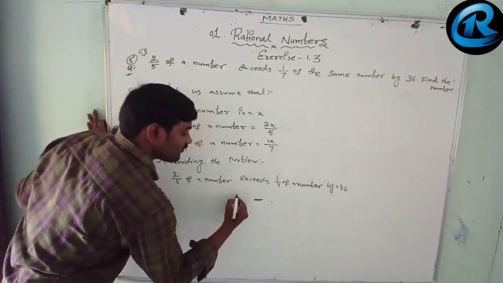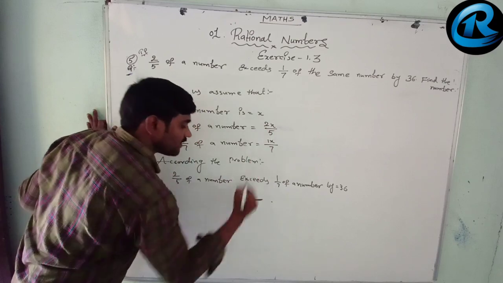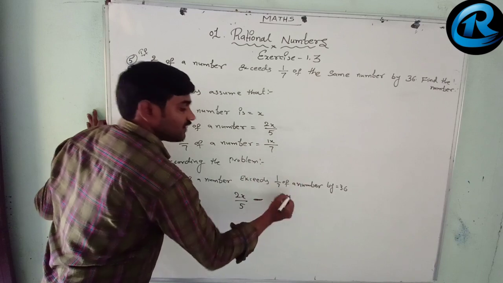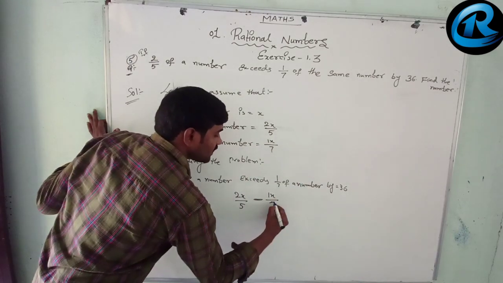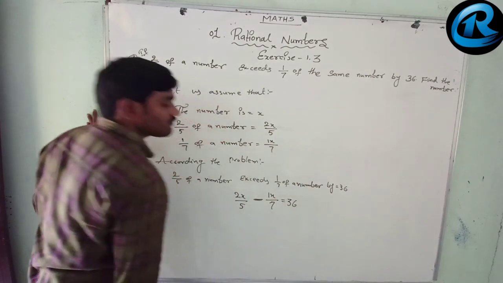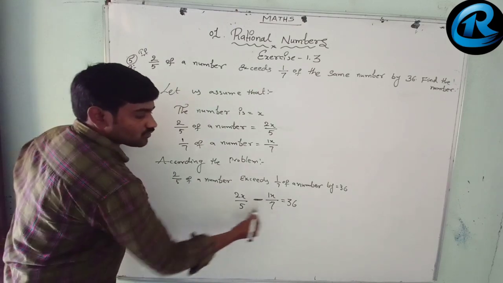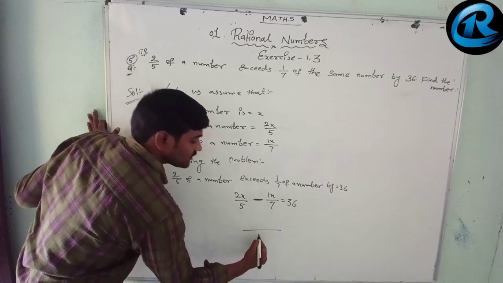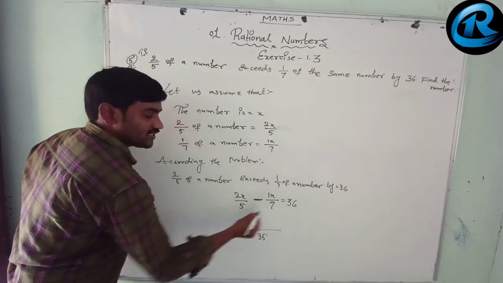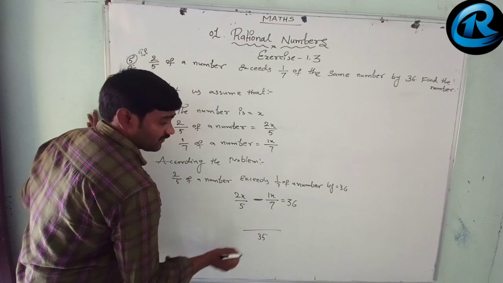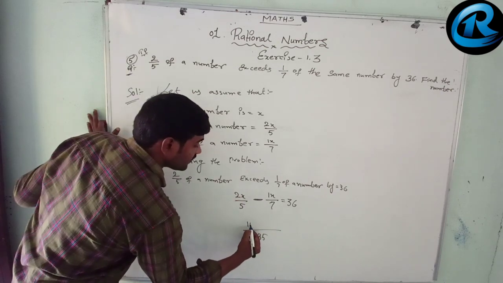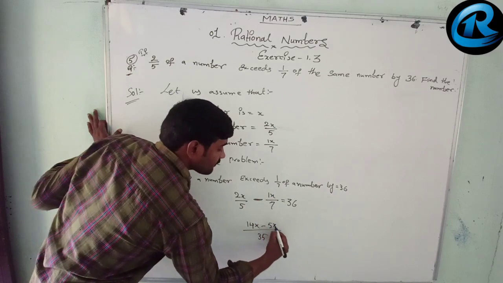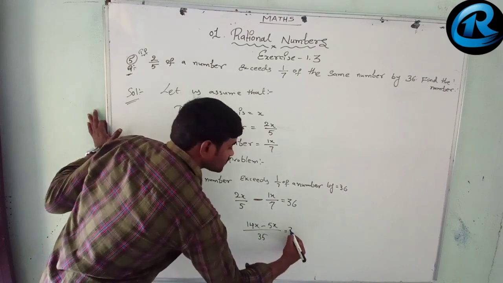From 2 by 5th of the number, that is 2x by 5, we subtract 1 by 7 of the number, that is x by 7, equal to 36. For these two we have to take the LCM. Cross multiplication we do it. 5 7s are 35. 7 into 2 is 14x minus 5 into x is 5x, that equal to 36.